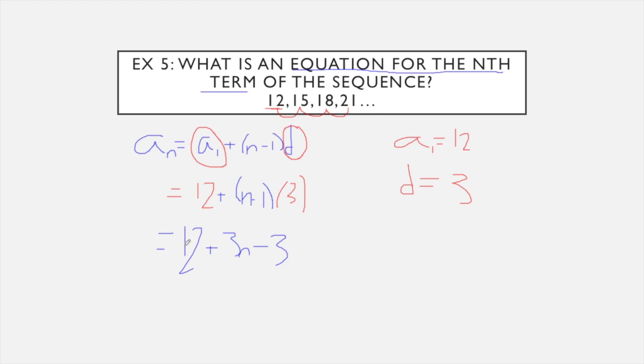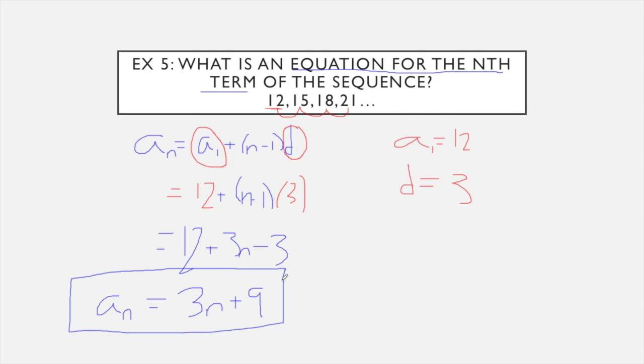Now we can bring 12 and the 3 together. So 12 minus 3 is just 9. So I know my last equation with one more step is 3n plus 9. Now notice I could write 9 plus 3n, but we always want to write the n first with our variable and leave the number just at the end. So this is our equation.